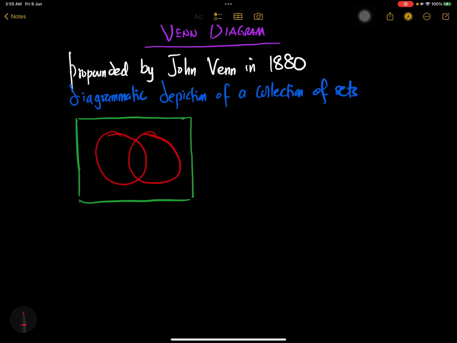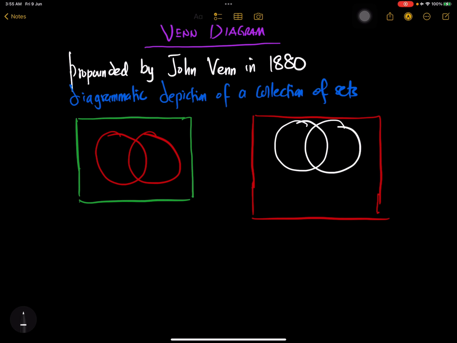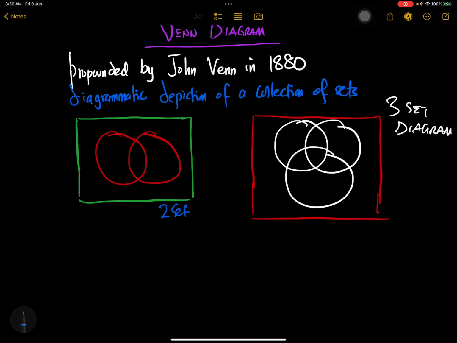Today we are going to look at the two set Venn diagram. Venn diagrams come in two forms. We have two set diagrams, and we also have three set diagrams like this. You can have something like this, another set like that, and then you have three sets together. So this is a three set Venn diagram, and this is a two set Venn diagram.